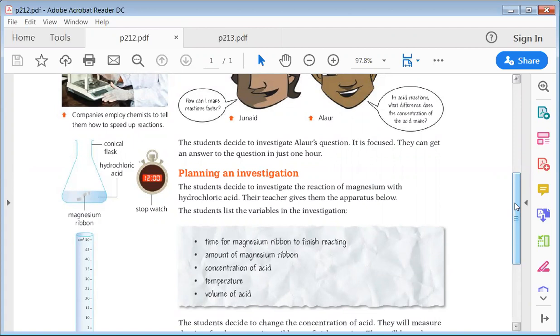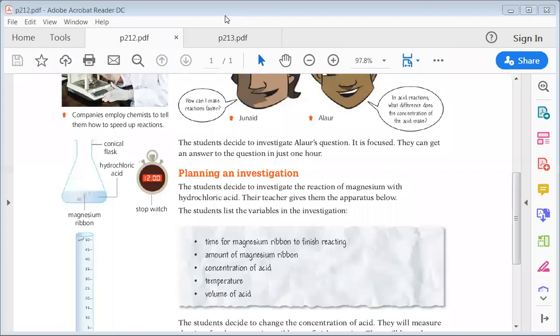They were using nearly the same apparatus as in the previous lesson, but here they need to add something else, which is the stopwatch. So here they used a conical flask and a measuring cylinder.